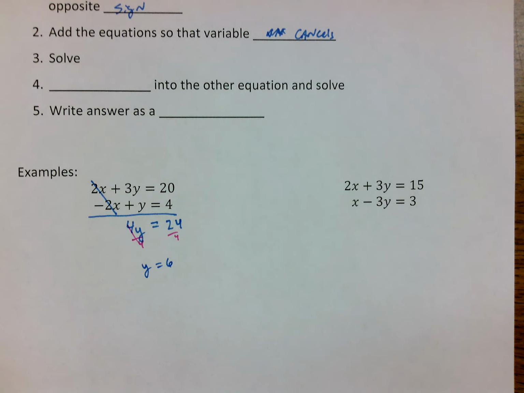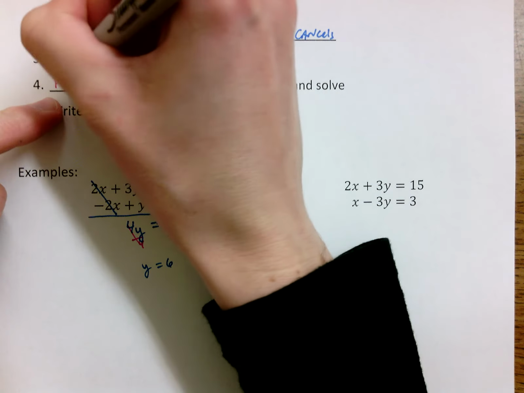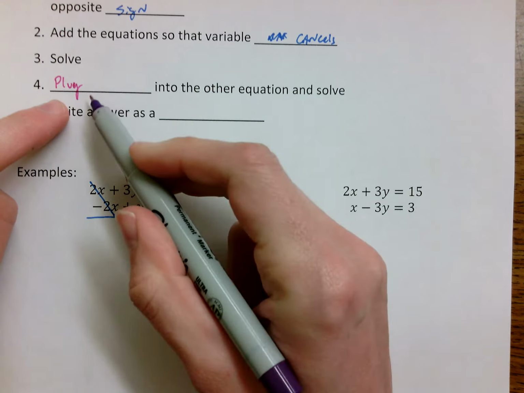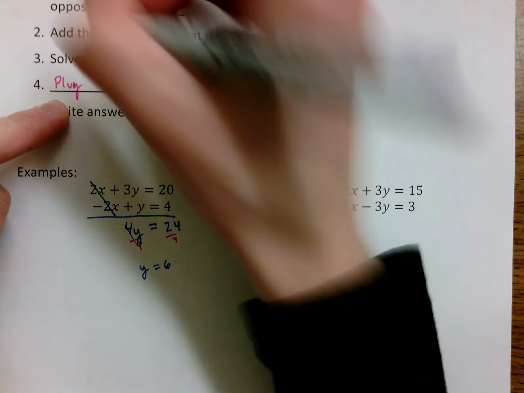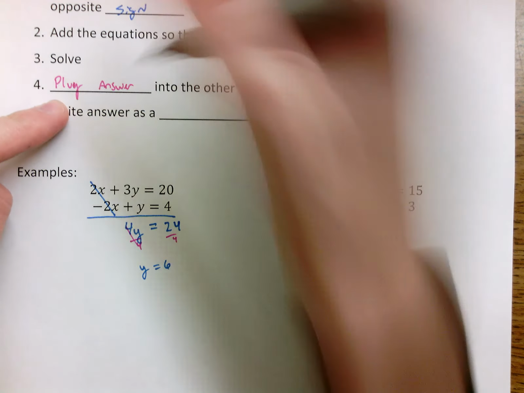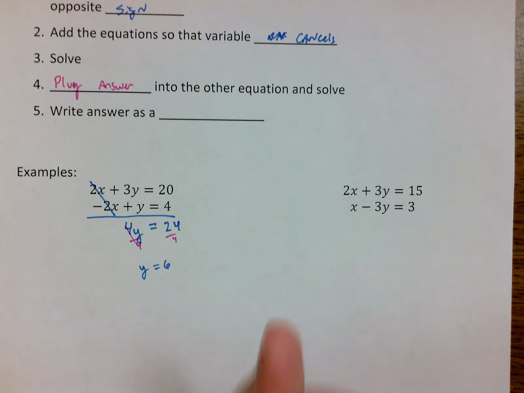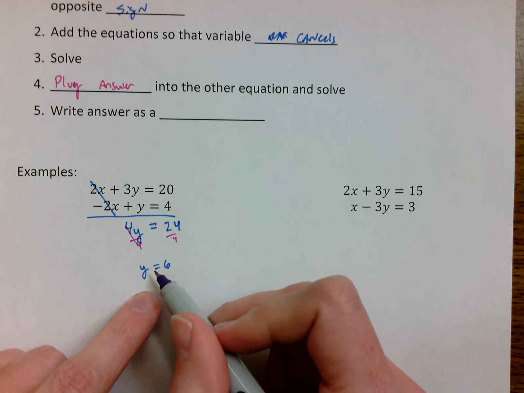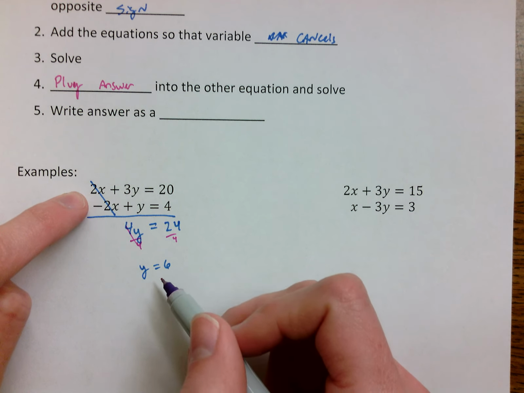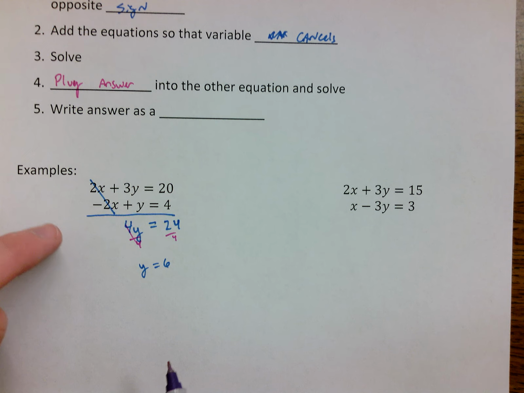Okay, great. And now the nice thing is that from here, we just finish it the same way that we did with substitution. All those things that you learned how to do with substitution, we're going to do the same thing here. So the next step is that we're going to plug our answer into the other equation and solve. I got y equals 6. I'm going to go back and plug that into one of these two equations. It doesn't actually matter which one. You can choose whichever one looks easier to you.